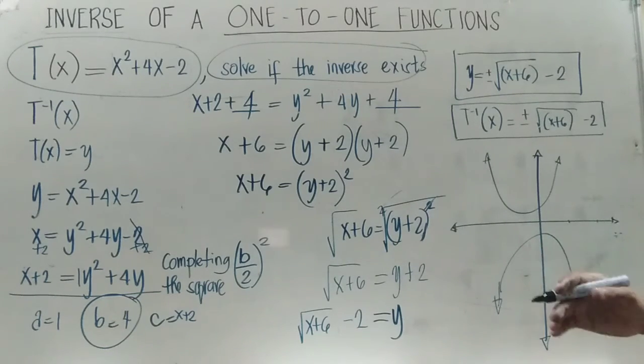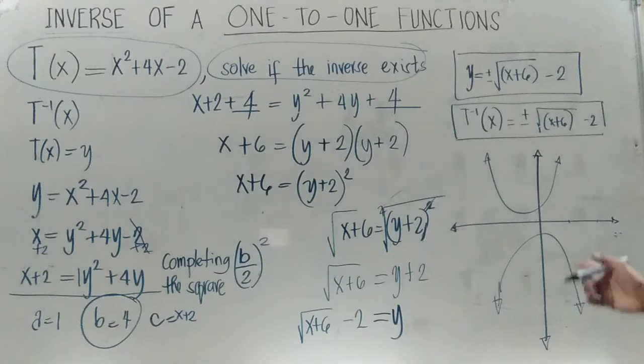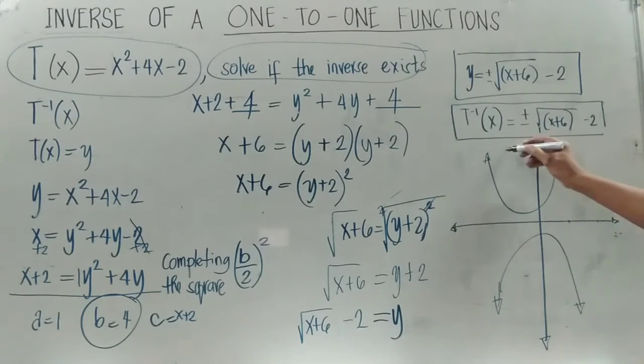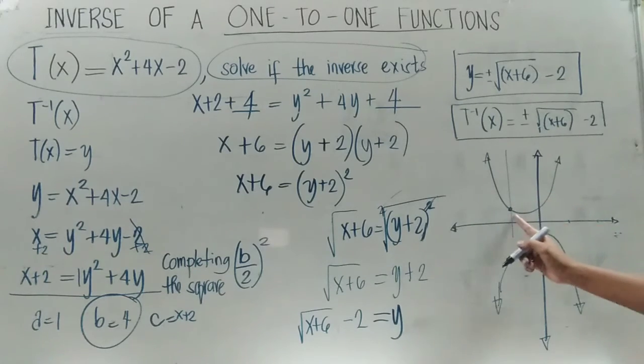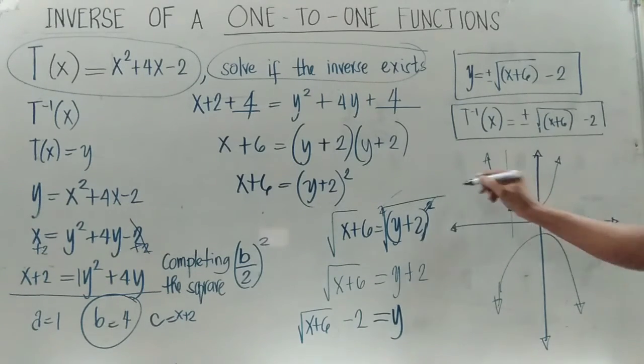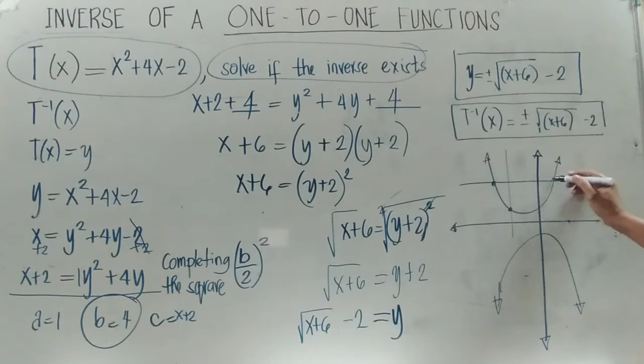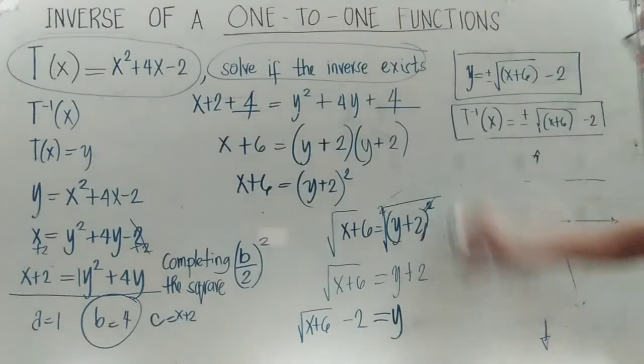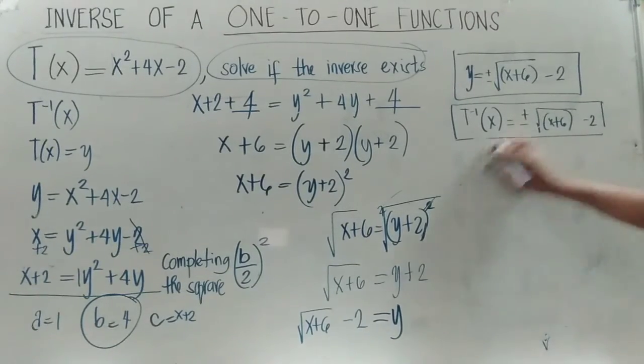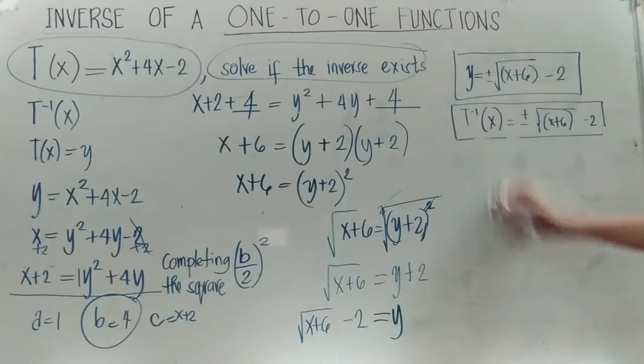So going back to the other video on how to identify whether a graph is a one-to-one function or not, it will pass both horizontal and vertical line tests. So the vertical line test, it will pass because it intersects at only one point. But on a horizontal line test, it intersects at 2 points. So again, giving you the idea, all quadratic functions don't have an inverse.